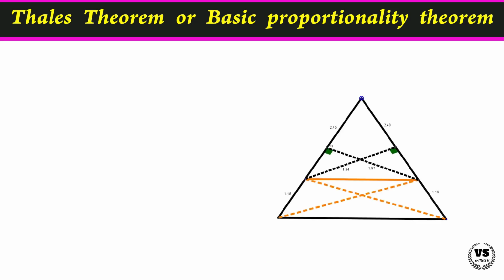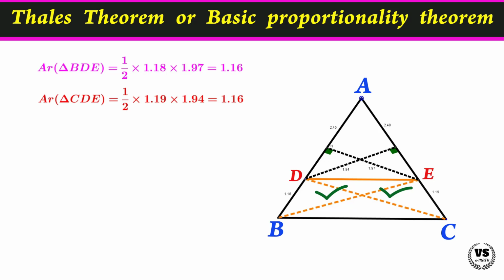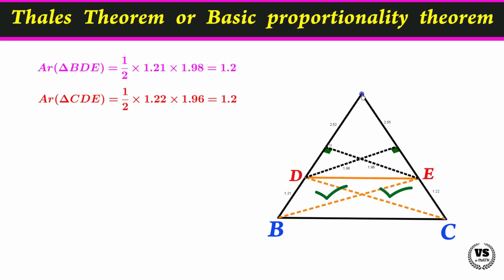Now let's move on to the visual proof. In the last step, we proved the areas of triangles BDE and CDE are equal. Now look at the answers. The areas are equal. Even if I adjust the lengths, the areas remain the same.